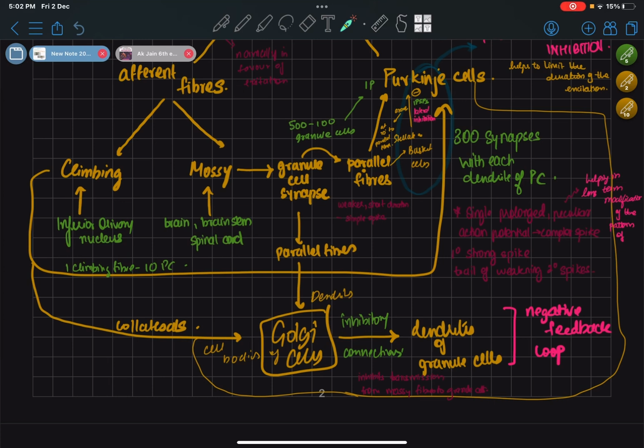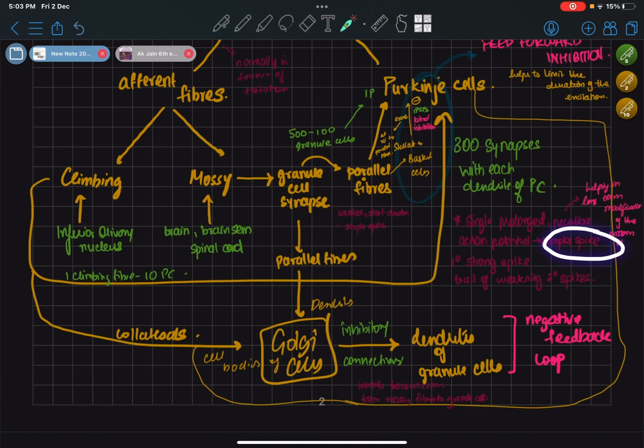So for this particular circuit to work, it will need time, because it needs to excite so many cells. For the potential to build up, in order for the Purkinje cell to fire, we need some time, because it requires so many cells. So that is how mossy fibers work. These are weaker, short duration potentials. That's why it is called the simple spike, whereas here it was called the complex spike. So that's how the mossy fibers are working.